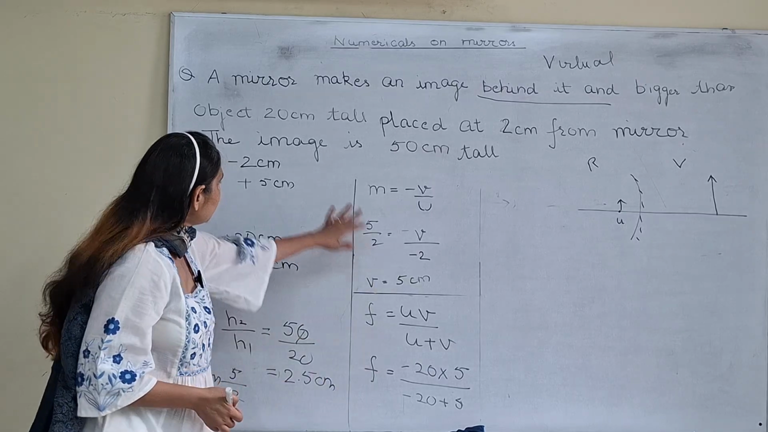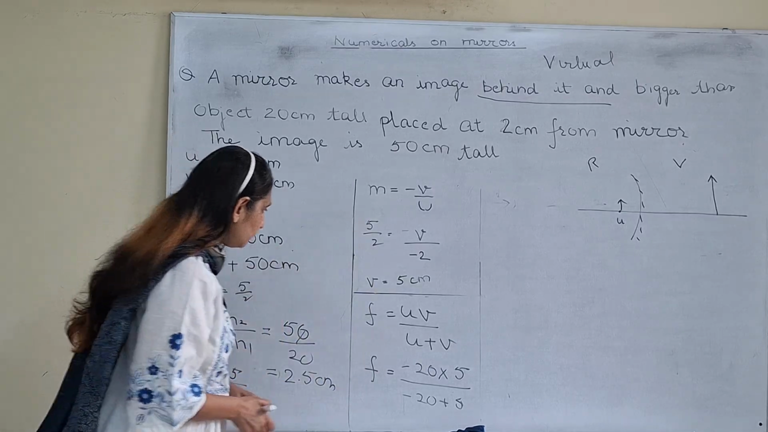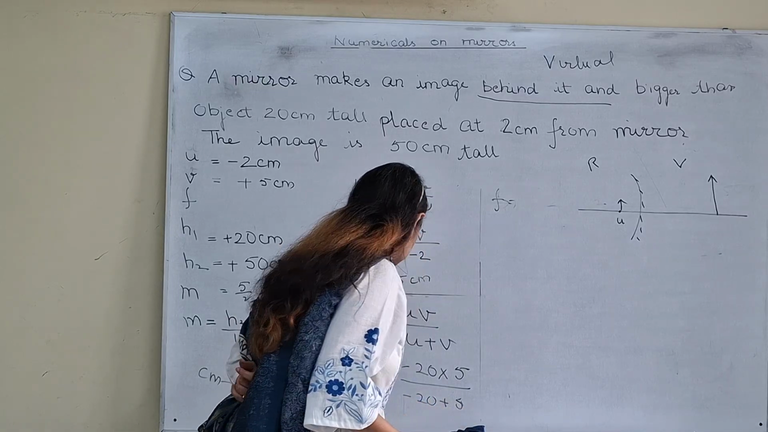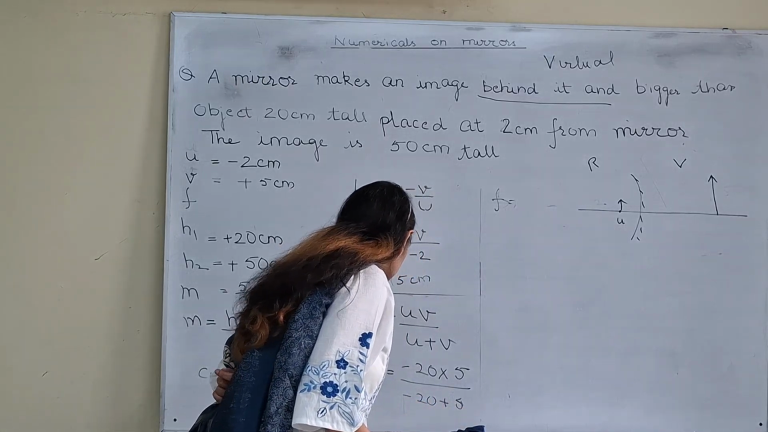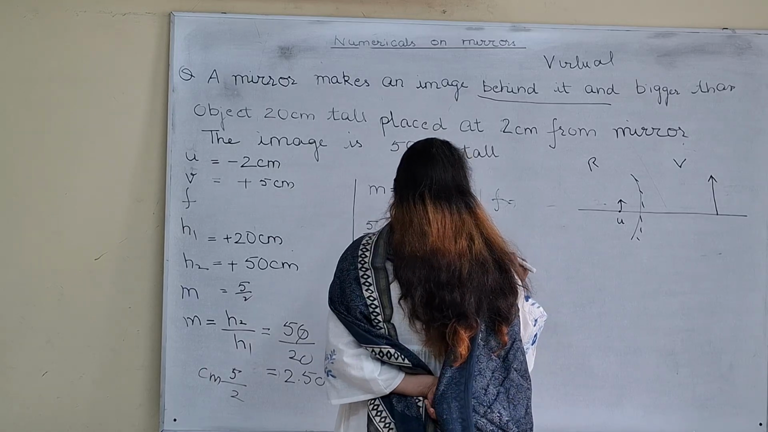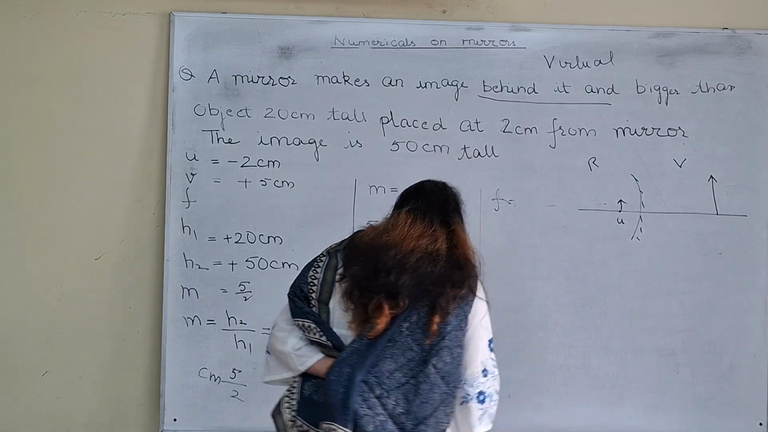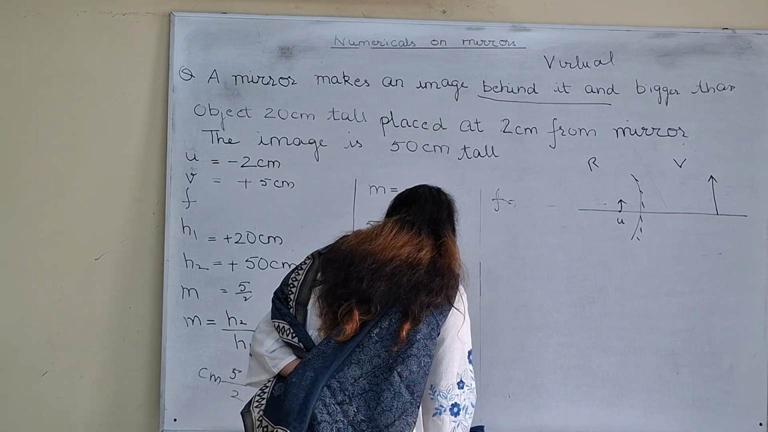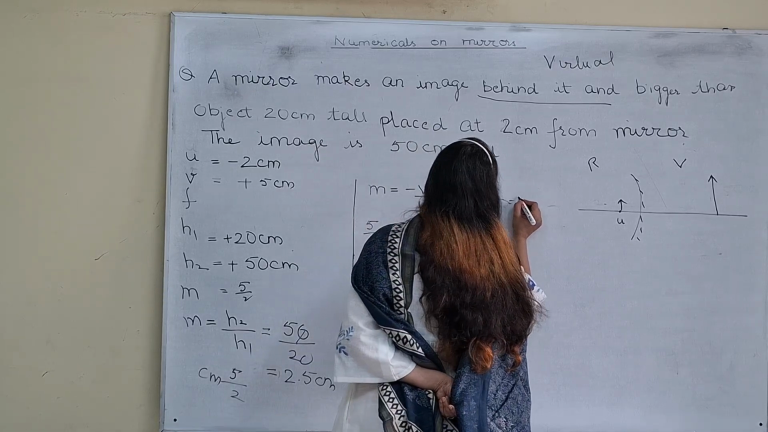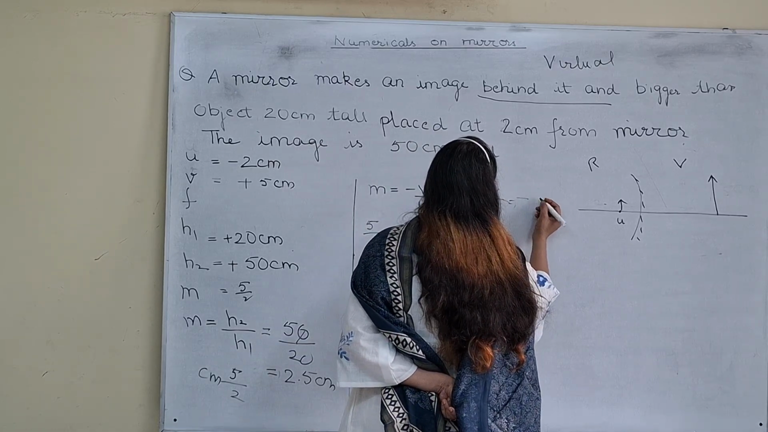Okay, so we found out the focal length. No, we haven't found out. So focal length becomes minus 100 upon 15, minus 15. So minus 100 upon minus 15. Okay, so focal length is minus 100.